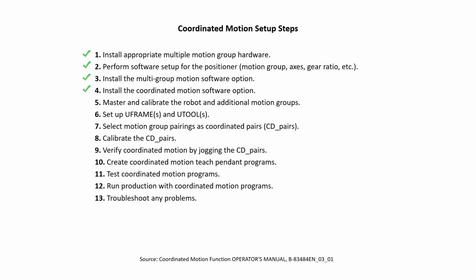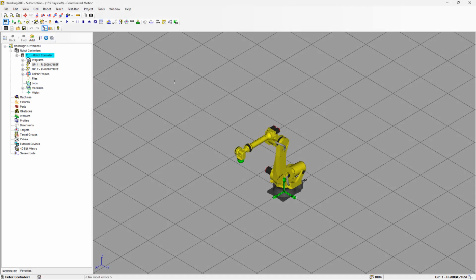We're going to go back to the setup list, and we have completed steps number 1, 2, 3, and 4. For step number 2, we don't have a positioner, so instead we did the configuration for the robot on group 2. We're going to go to the work cell, and in the cell browser under robot controller 1, we're going to have group 1 and group 2.